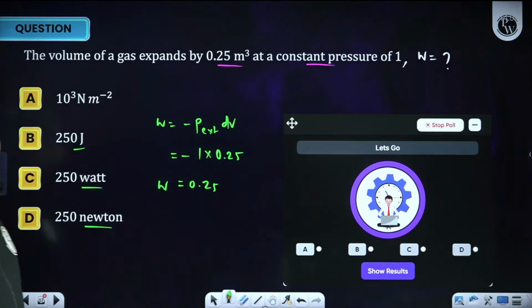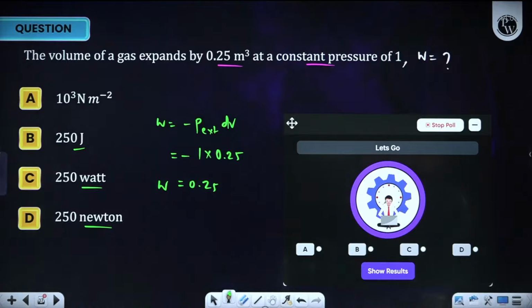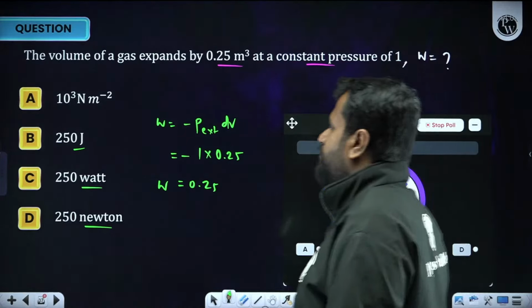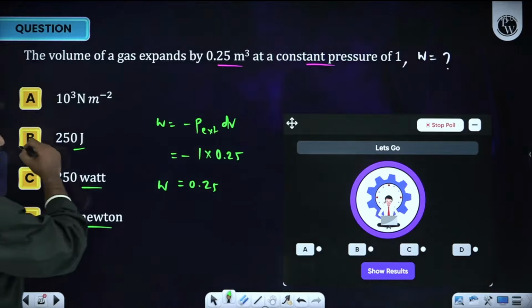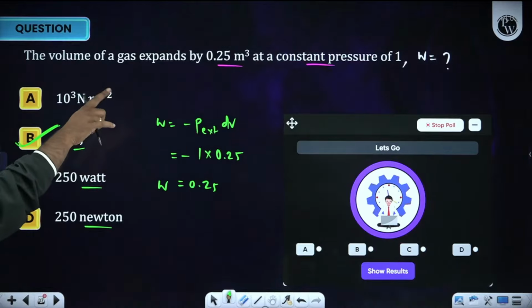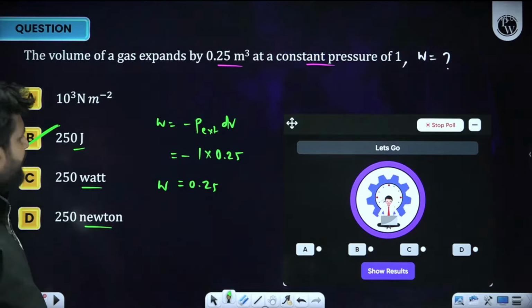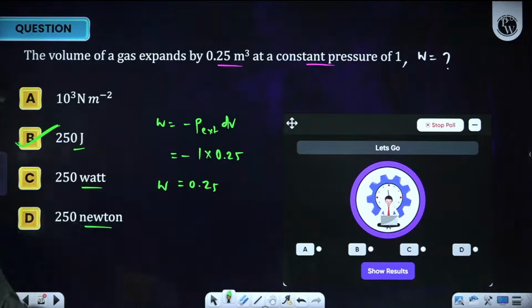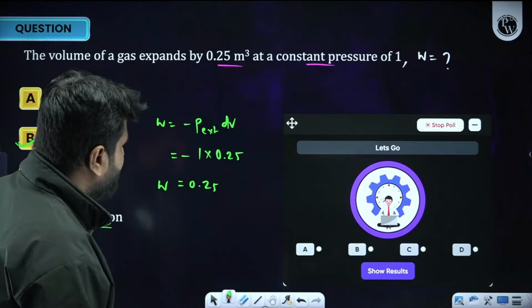What will be the units? So we have watt, Newton, joules. I will be taking 250 joule. How exactly am I writing it in joule? Because we know very well 1 atm is approximately 101,325 pascal, right? So automatically we will be getting the answer. Just conversion. So option B is the correct answer.